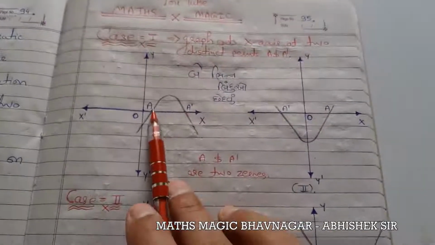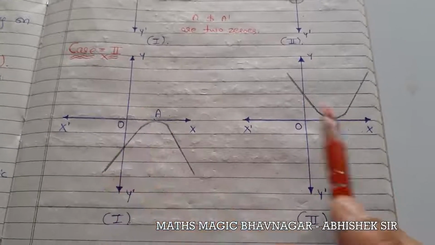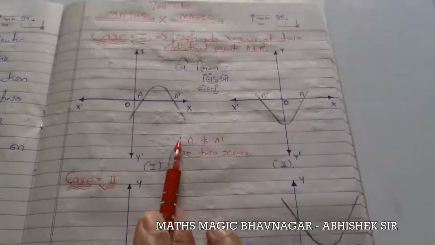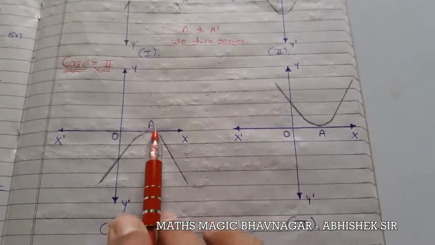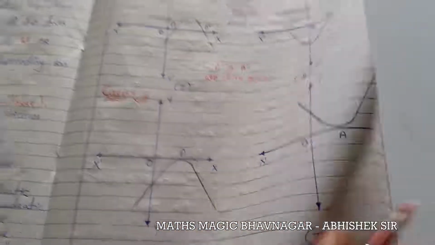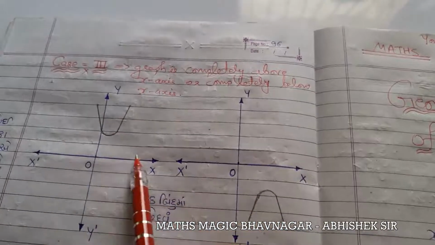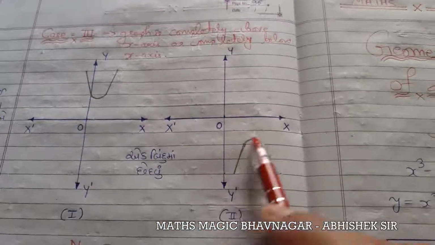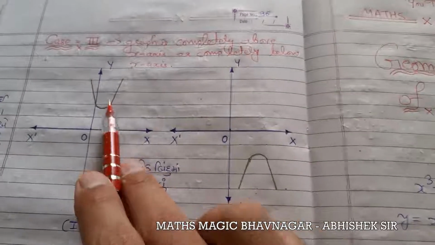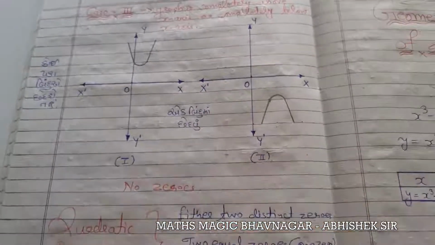Here we are getting two zeros. Here we get only 1 zero. This is case number 2. In case number 1 we are getting two zeros. In case number 2 we are getting only 1 zero, when the graph touches the x-axis at only one point. And in the third case, the graph is not touching the x-axis at any point. Whether it is completely above the x-axis or completely below the x-axis, it will not touch the x-axis at any point, so there will be no zero possible.